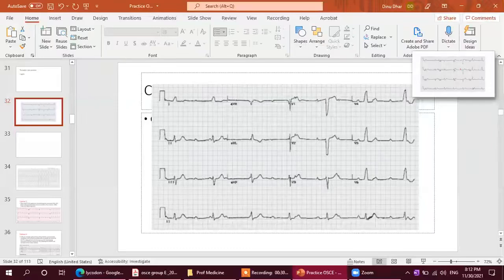Now, the basic principle of second degree AV block is some P waves are conducted and some P waves are not conducted. That is the principle. Right? So some P waves are conducted and some P waves are not conducted. There are two types of second degree AV block. The first one is called Mobitz type 1. Okay, Mobitz type 1.